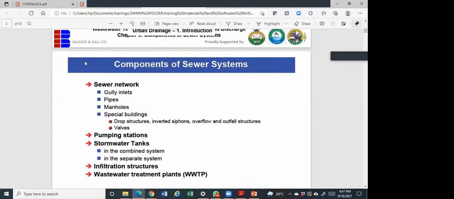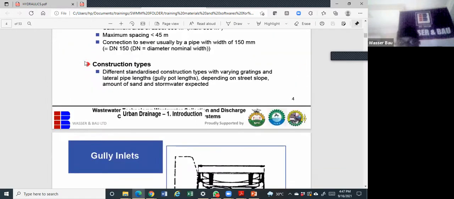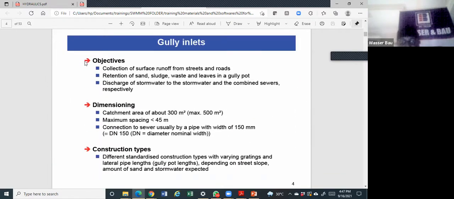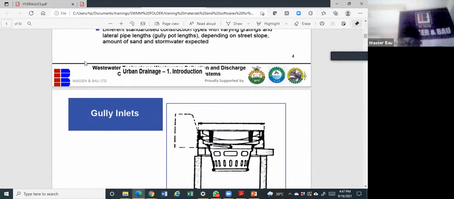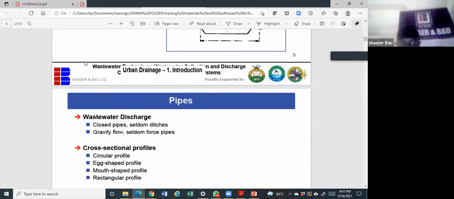Hydraulics. These are some of the components you meet in a sewer system. Gully inlets. What are the jobs they do? What are they for? What are their widths? All these things, if you read them, you understand them. This is what a gully inlet looks like. Then we have the pipes. We have the closed pipe. We have sewers. We have ditches. They flow by gravity. The sewers flow by force pipes.